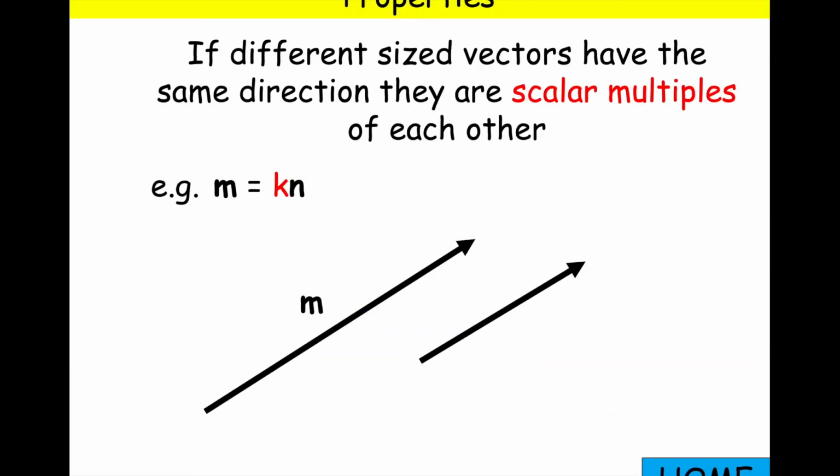Say we have two vectors, vector m and vector n. Vector m is equal to k times n, where k is just a scalar, or number. As you can see, vector m is equal to twice vector n, so we can write m is equal to 2 times vector n. Again, if different sized vectors have the same direction, then they must be scalar multiples of each other. I hope you got the idea.